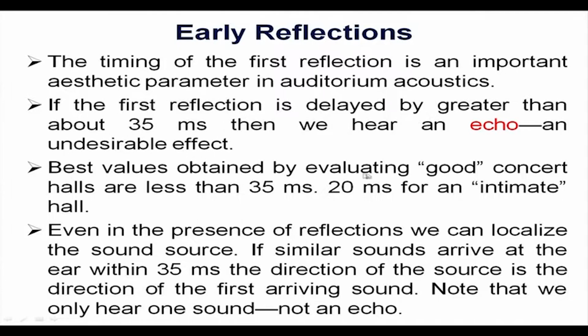The best value obtained by evaluating good concert halls is less than 35 milliseconds, which is 20 milliseconds for an intimate hall. Okay, I will come to what intimate means later. So, 20 milliseconds is good, but not above 35 milliseconds. In that case, echo will hurt. Even in the presence of reflection, we can localize the sound source if the similar sound arrives at the ear within 35 milliseconds, the direction of the source.